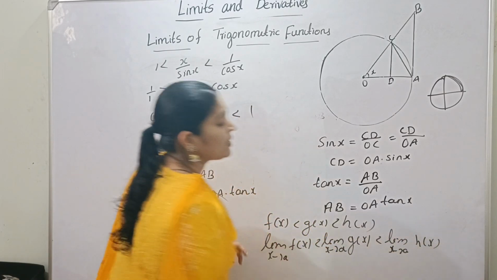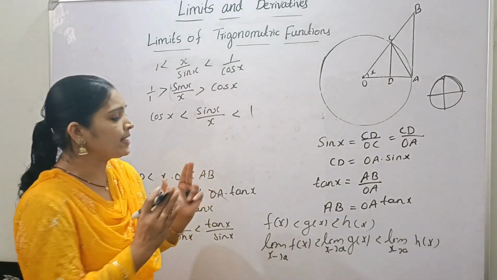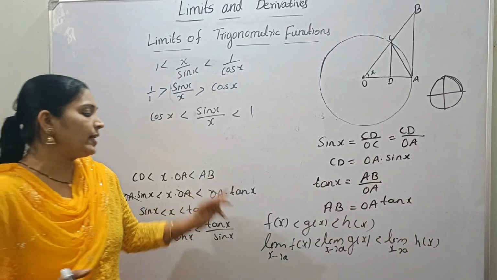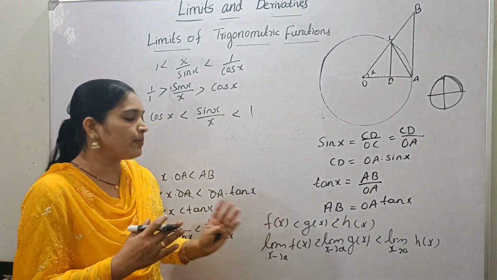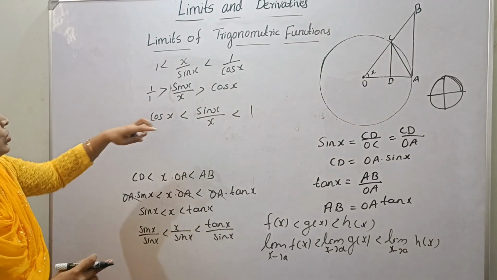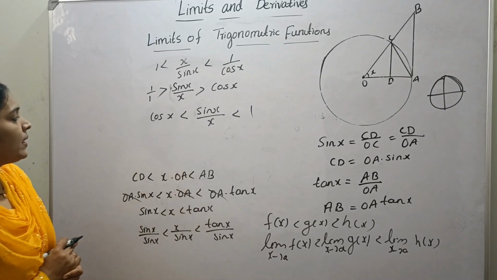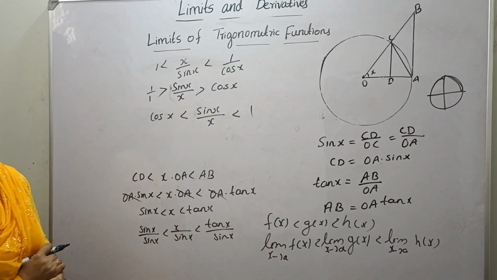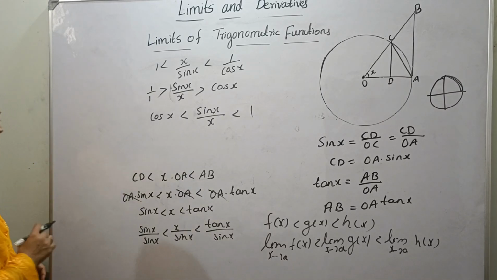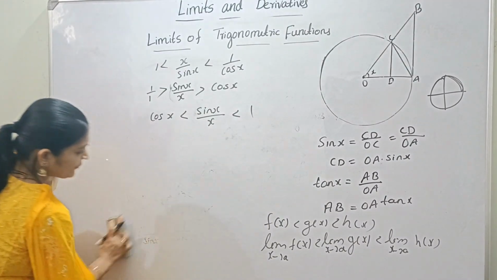It is called the sandwich theorem. Here, if f of x is less than g of x, which is less than h of x, then the limit as x tends to a of f of x is less than the limit of g of x, which is less than the limit of h of x. The same applies here. Let us take the limit as x tends to 0 of cos x. Let us find it.